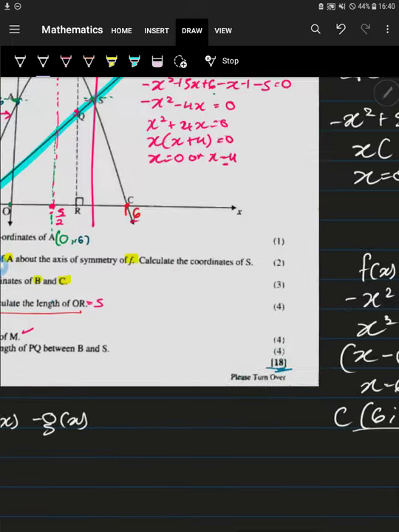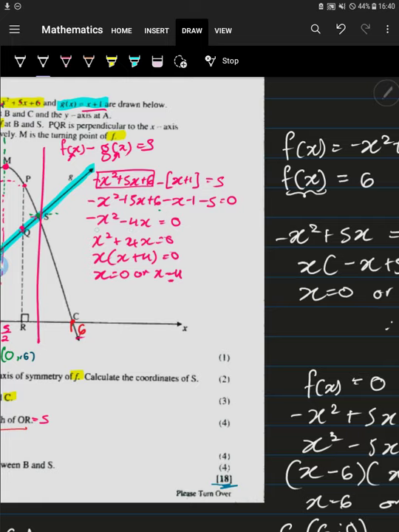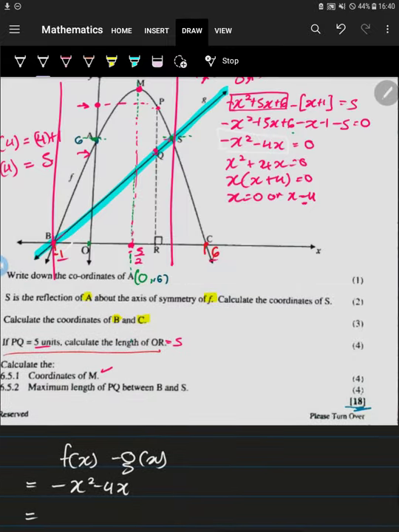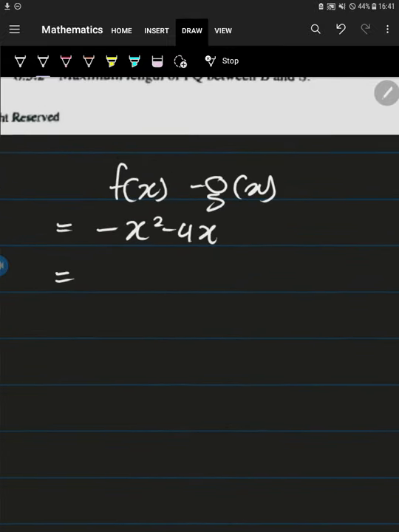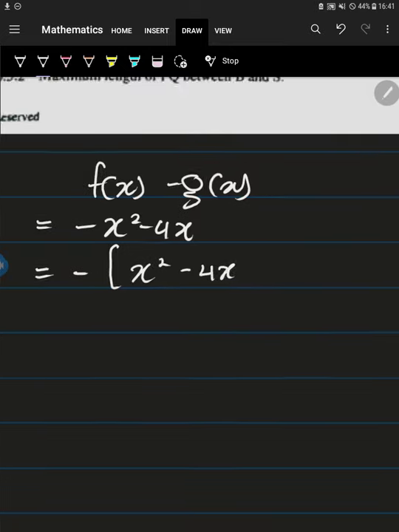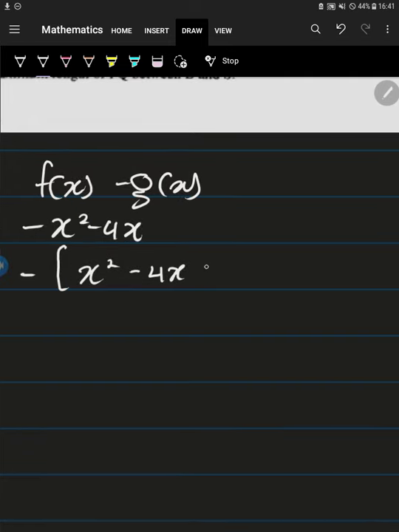So f of x minus g of x, and use the turning point of this. We established that f of x minus g of x is going to be negative x squared minus 4x, right? You can use it from that question, you don't need to redo all of that. Turning point: remove negative as a common factor. I haven't done this in months. Okay, that's x squared minus 4x. We just need to put a 2 plus 2, but then also a minus 2.